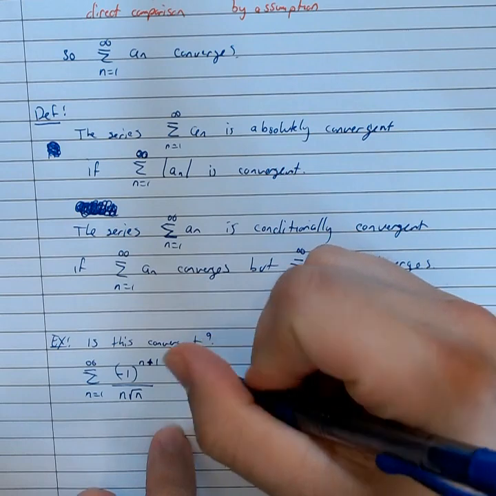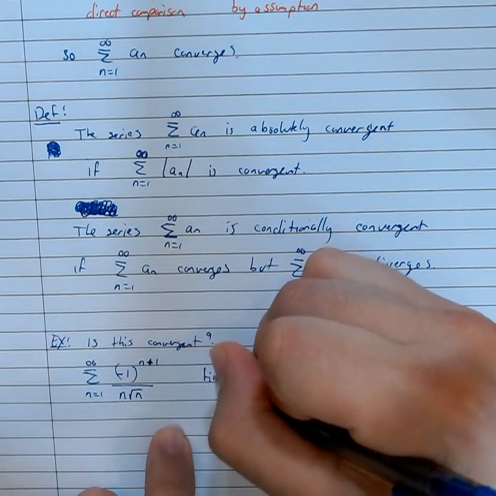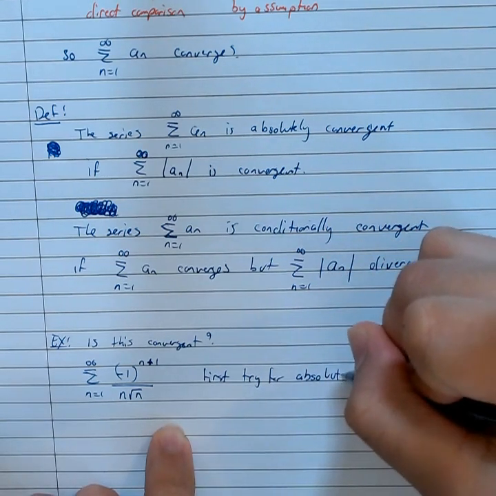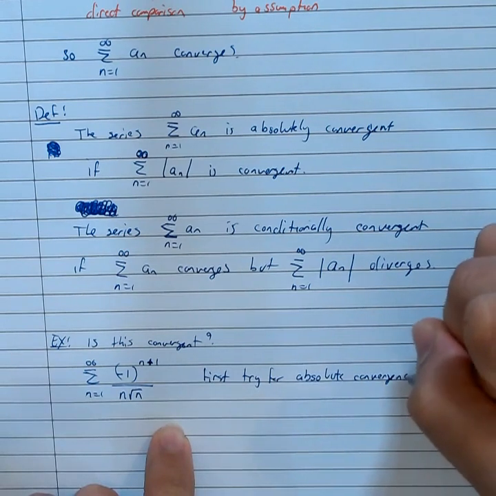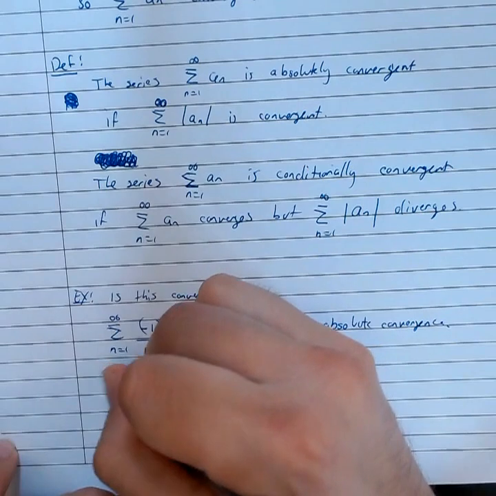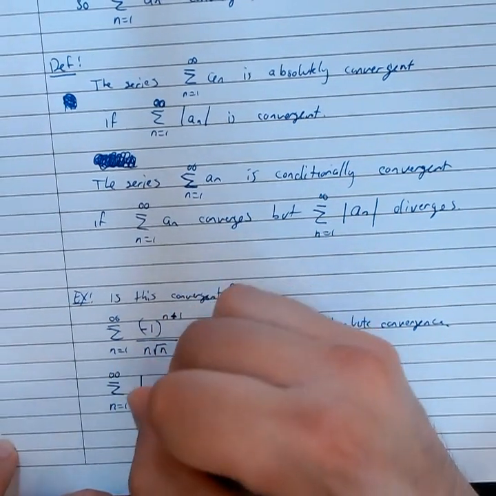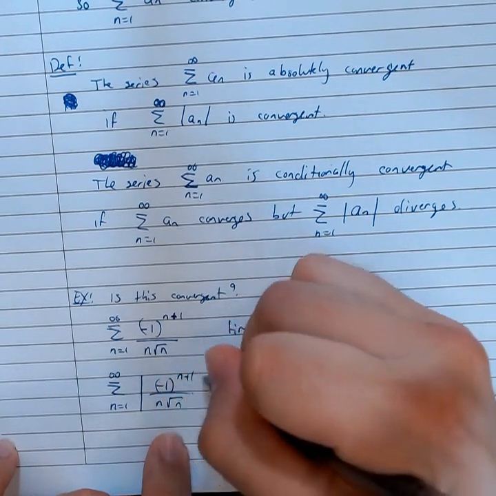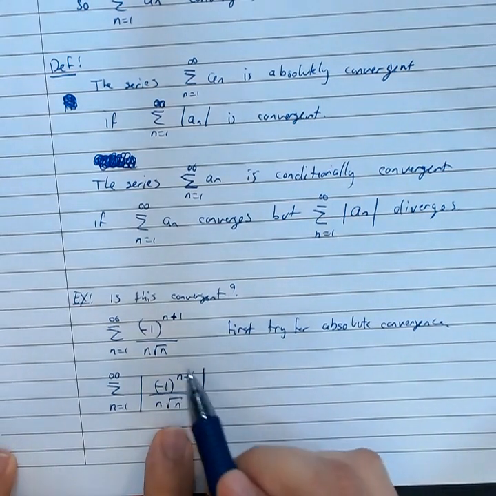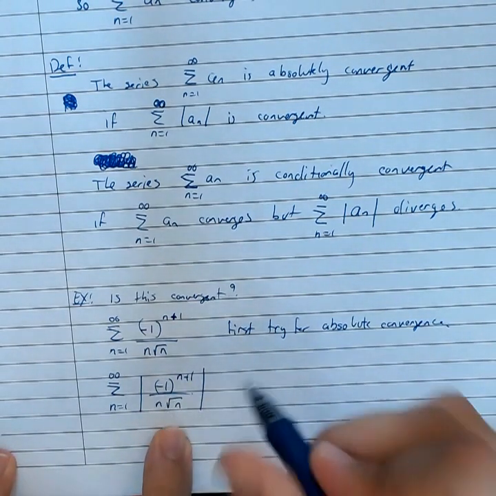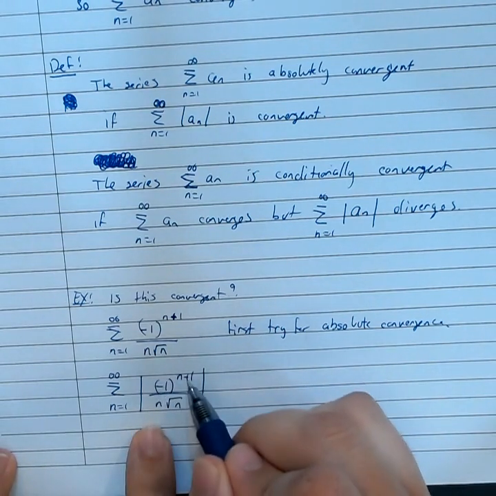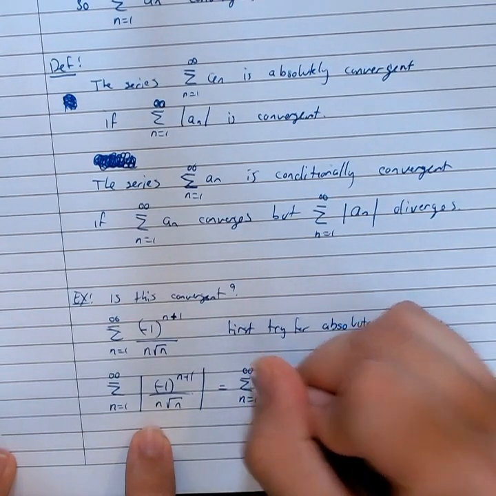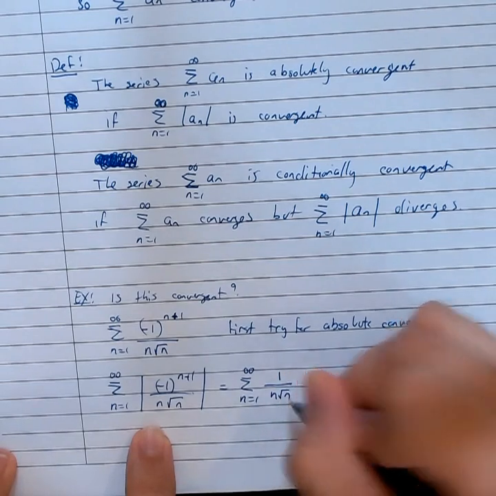So first, let's try for absolute convergence. Let me take the sum as n goes from 1 to infinity of the absolute value of negative 1 to the power n plus 1 over n square root of n. Notice the absolute value completely wipes out any instances of a negative. So the negative 1 to a power, just completely ignore it. So this is really the sum as n goes from 1 to infinity of 1 over n root n.